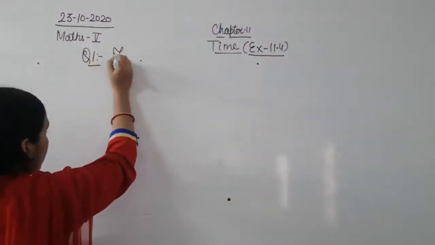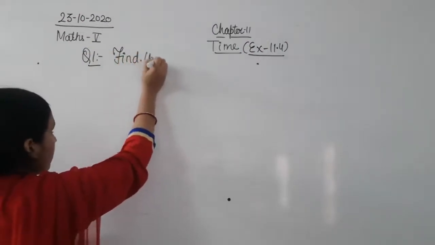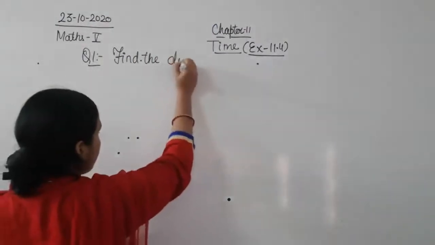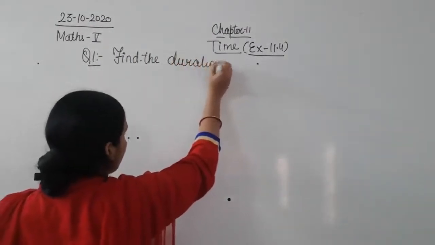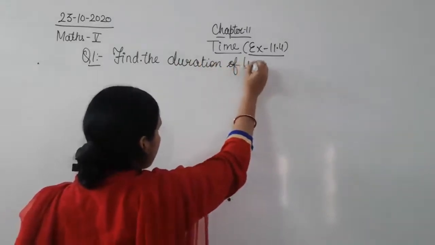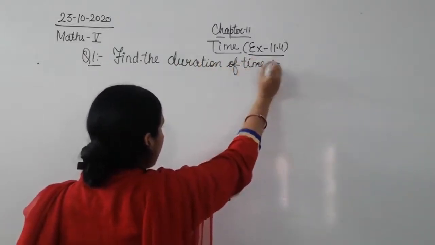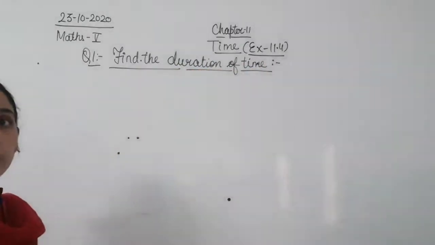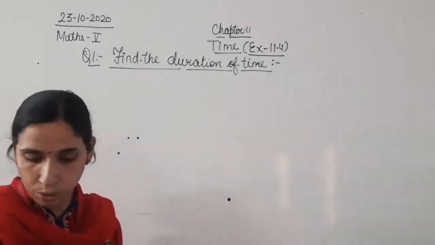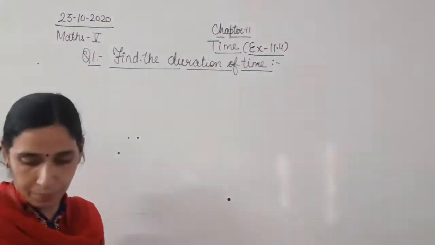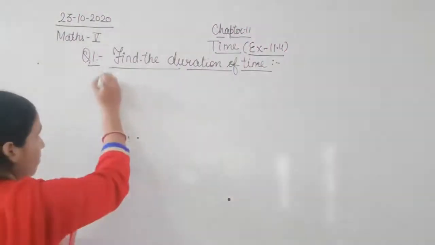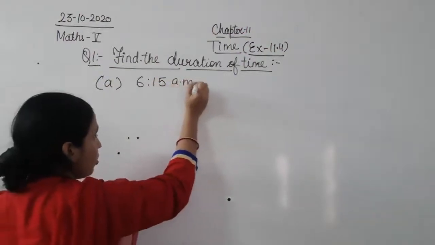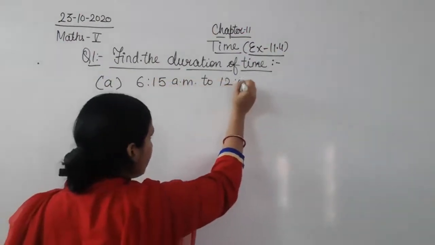Now what is question number 1? Find the duration of time. This question is related to how to find the duration. Now we will take part A, that is 6:15 a.m. to 12 noon.